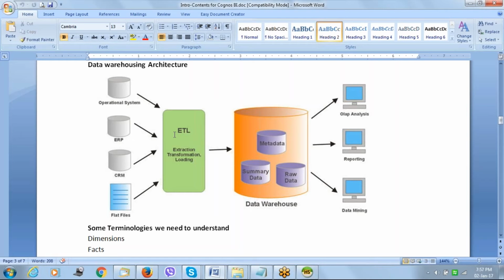Okay. Can you repeat this one? What's the difference between the data warehouse and the database?